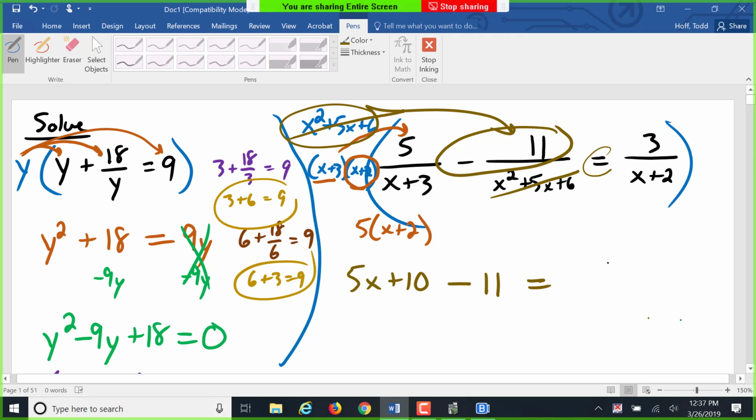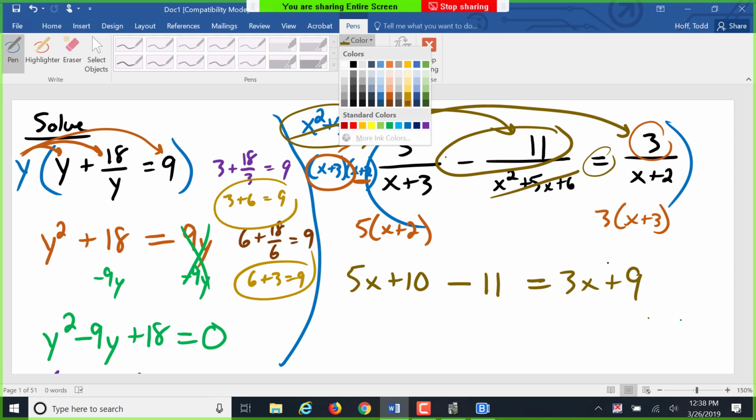Now we're at the equal sign. We multiply by the 3 over x plus 2. So now we can cancel out the x plus 2, leaving us with just the x plus 3 times the 3. So 3 times x plus 3, which is going to give us 3x plus 9.